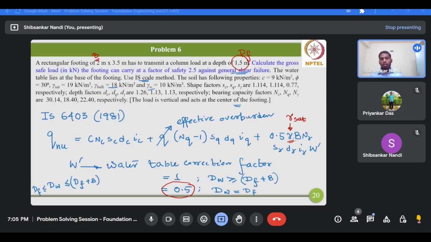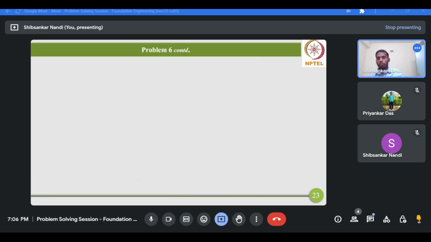So I will not solve this problem in its full length. As I have explained, please do it on your own. If you face any difficulties in solving this problem, please let me know in the upcoming session. I hope this problem now becomes very easy. You just have to substitute the values in the appropriate positions. So this is for problem 6.